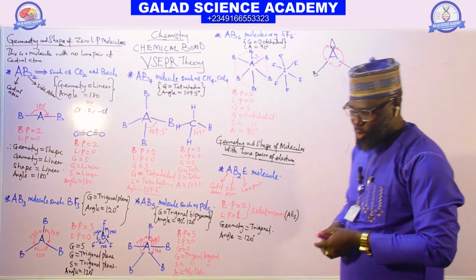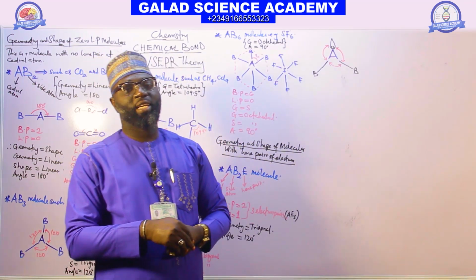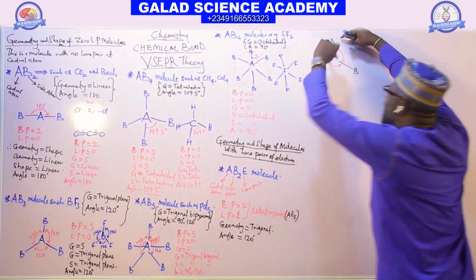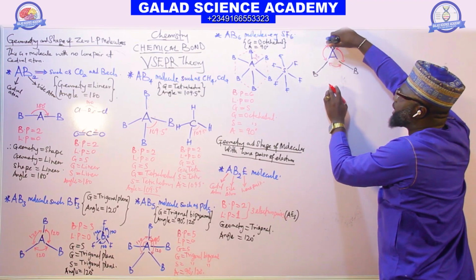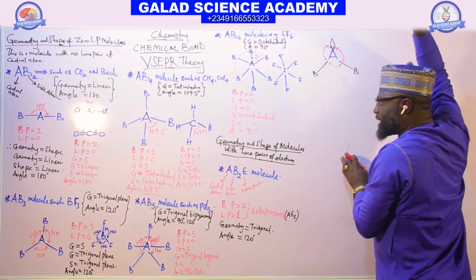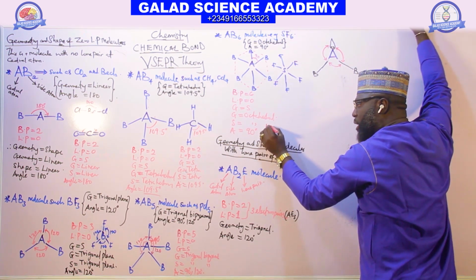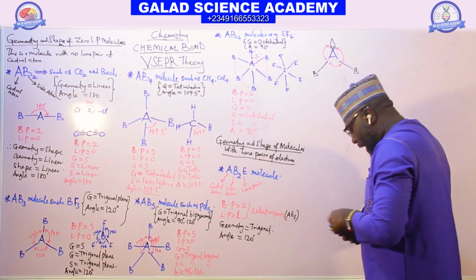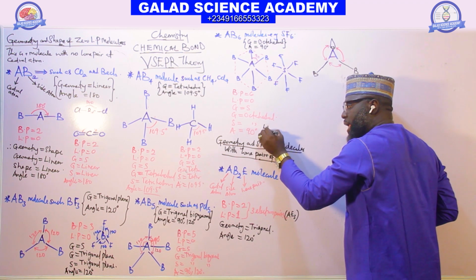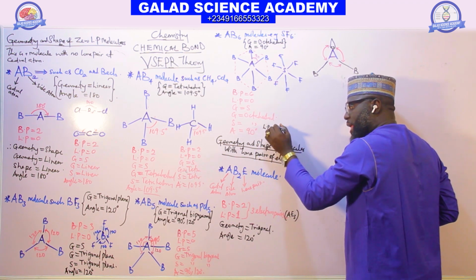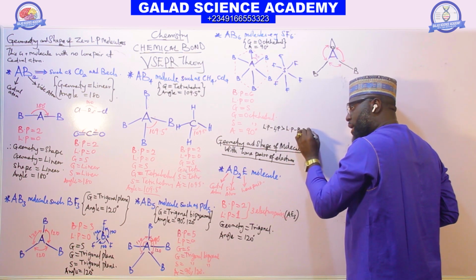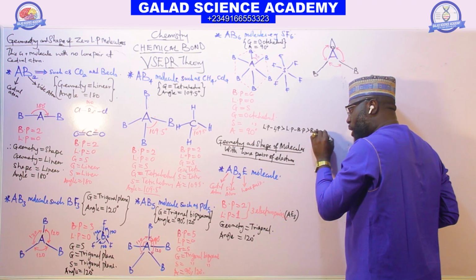Back to the second law of VSEPR theory that said what? Electron pairs have different repulsion. Look at this now. Between this place, this is what? Bond, a lone pair, bond pair. Check the diagram I gave you. I said the lone pair, lone pair repulsion is greater than lone pair, bond pair, which is greater than bond pair, bond pair.